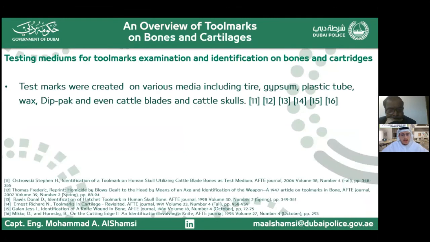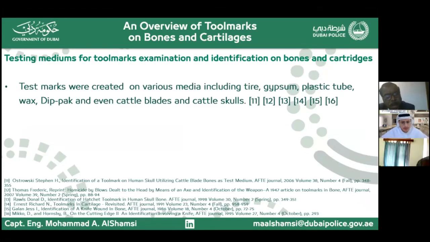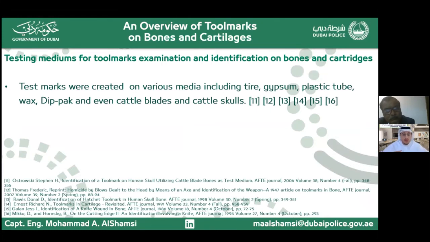With regards to testing mediums, there are a lot of testing mediums with regards to toolmarks on bones. Throughout the last 50 years, we saw various media such as tires, gypsum, plastic tubes, wax, dip pack, and even, by Stephen Ostrowski, cattle blades and cattle skulls. But we prefer the wax because it's more controllable, it's easier to use. So just have blocks of wax for you to control your test marks better.